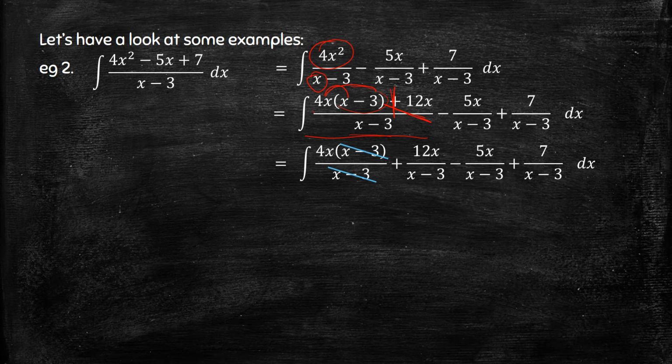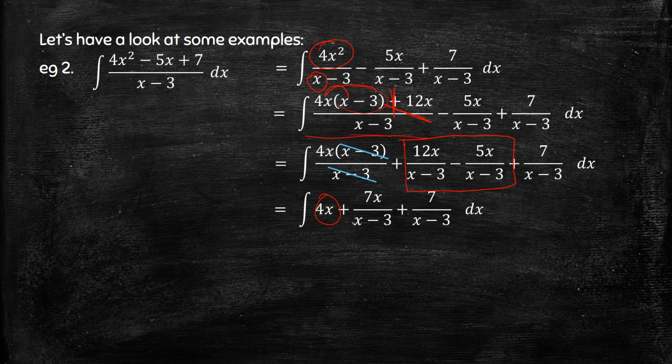Okay. And the next step we're going to do here is simplify that, because these are like terms. We've got 12x over (x - 3) minus 5x over (x - 3). So if we've got plus 12 minus 5, we end up with plus 7x over (x - 3). Now, 4x we can integrate fine, so we're just going to park that for a little bit.